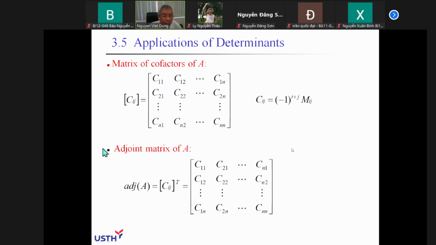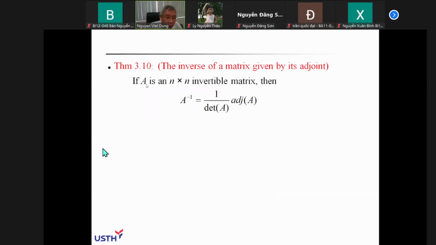Then, if A is an invertible matrix, then the inverse of A can be given by this formula. And we can write it here because A is invertible, then the determinant of A must be non-zero. And then we can put 1 over determinant of A. And here is an adjoint matrix we computed in the previous slide.